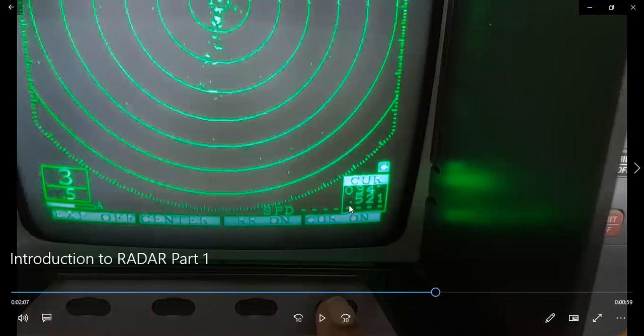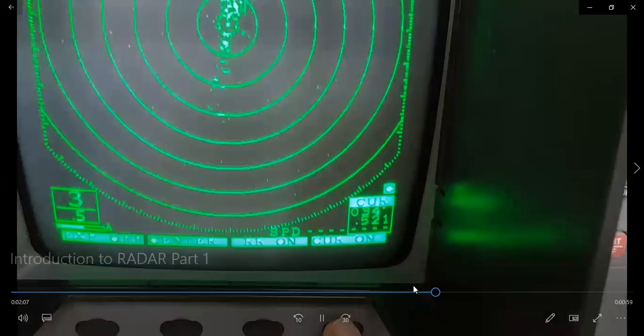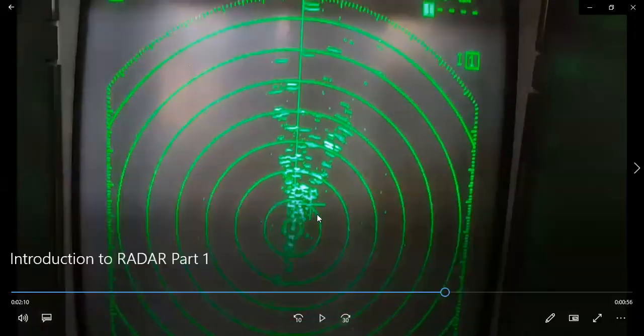So the cursor position is 0.521 kilometer away from the center. The center is the position of your antenna. Actually, the radar antenna is considered to be at the center of this display. So the cursor is now 0.521 kilometer away, making a 34 degree angle. This is the position of the cursor, and this is the center where you have the antenna. So it is at a 34 degree angle and 0.521 kilometer distance.